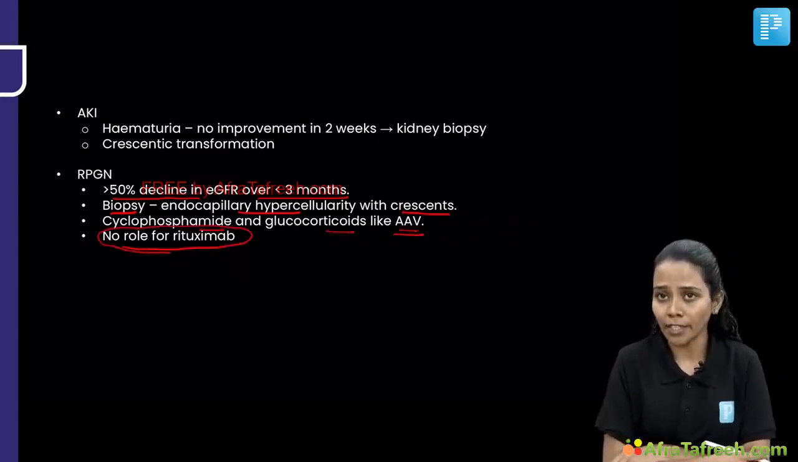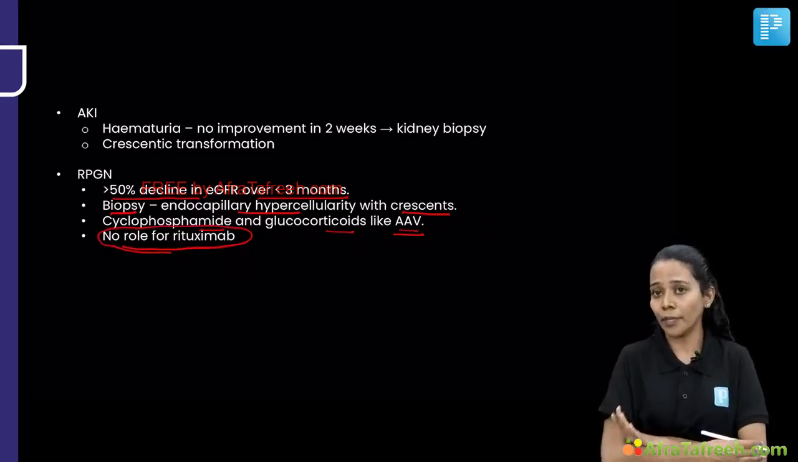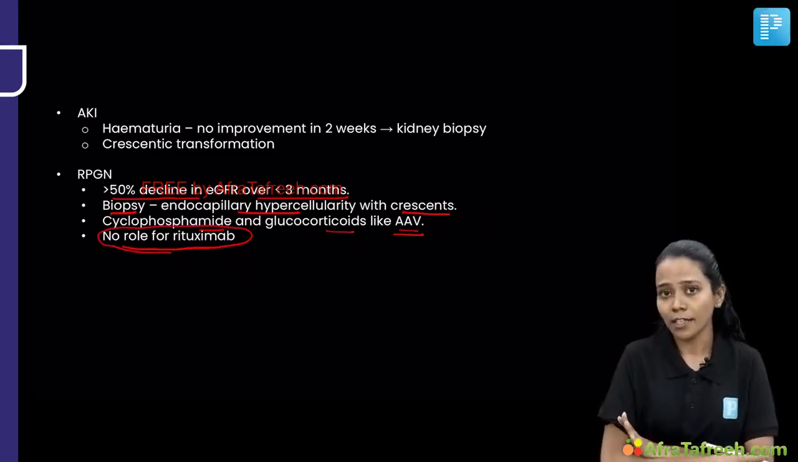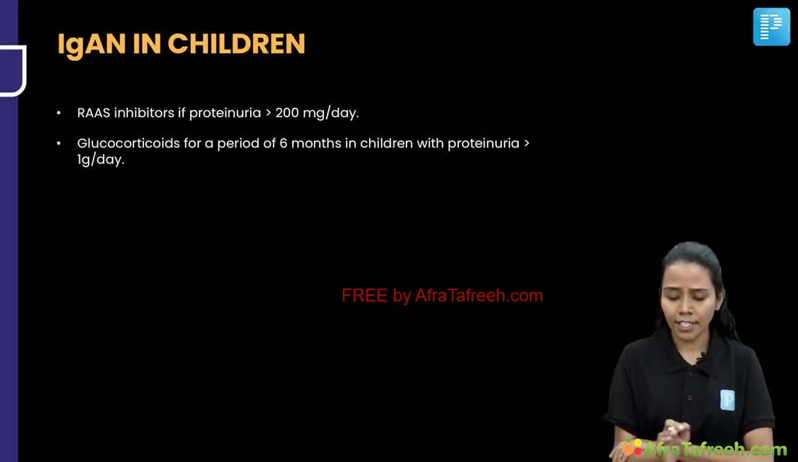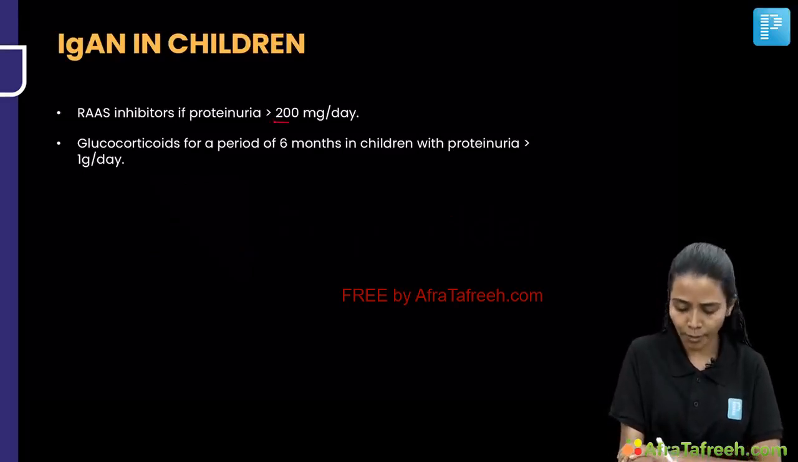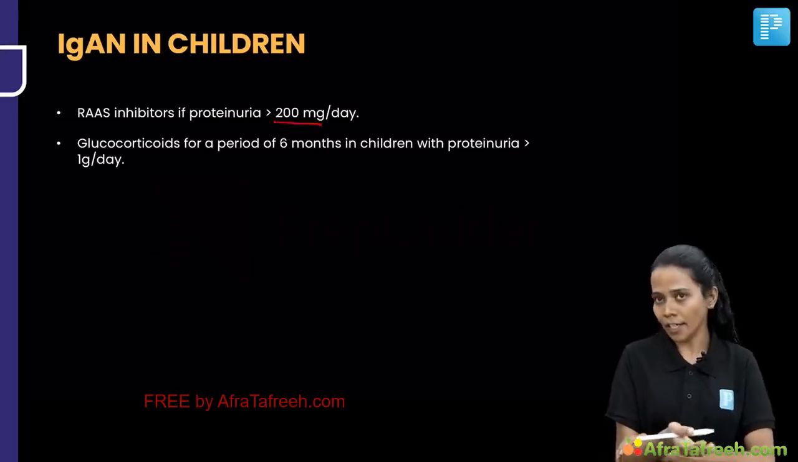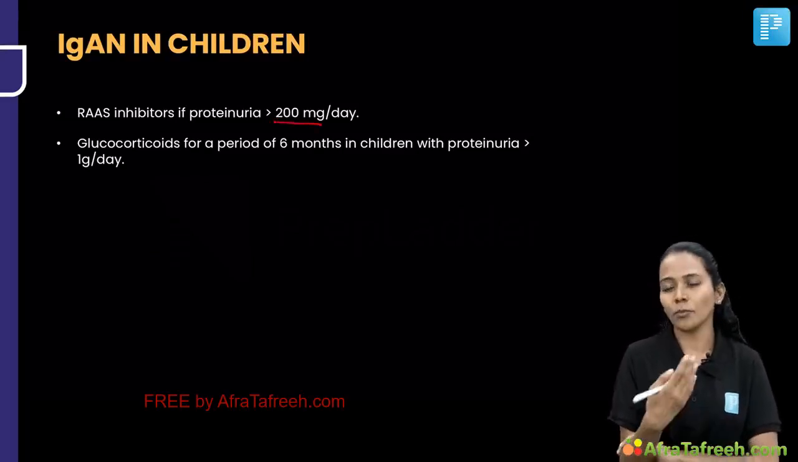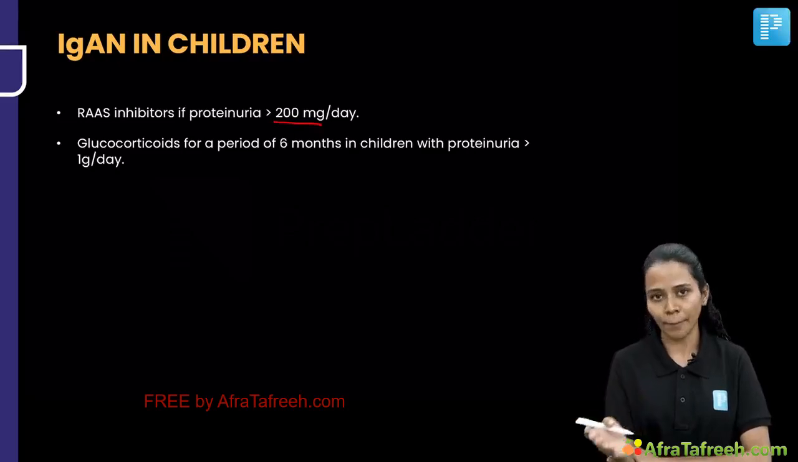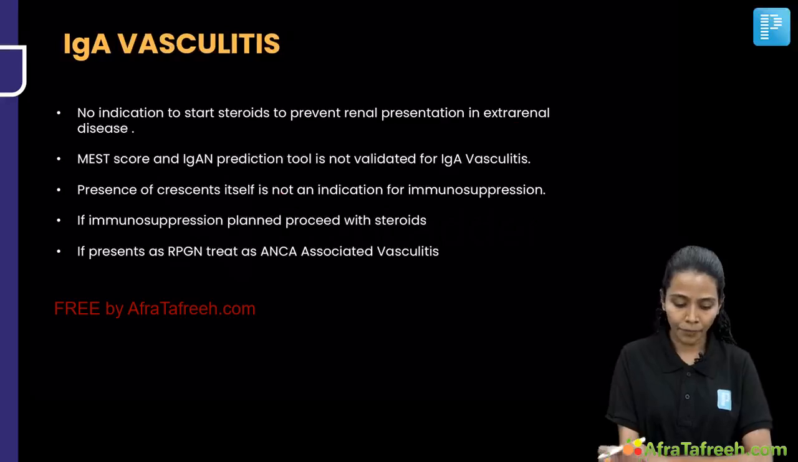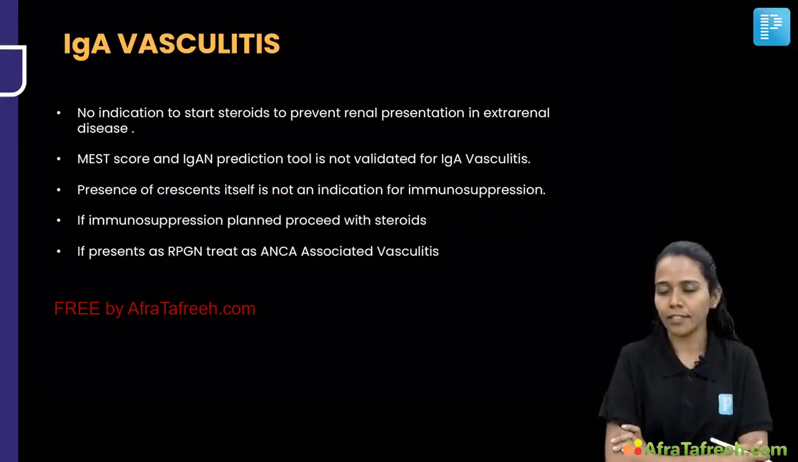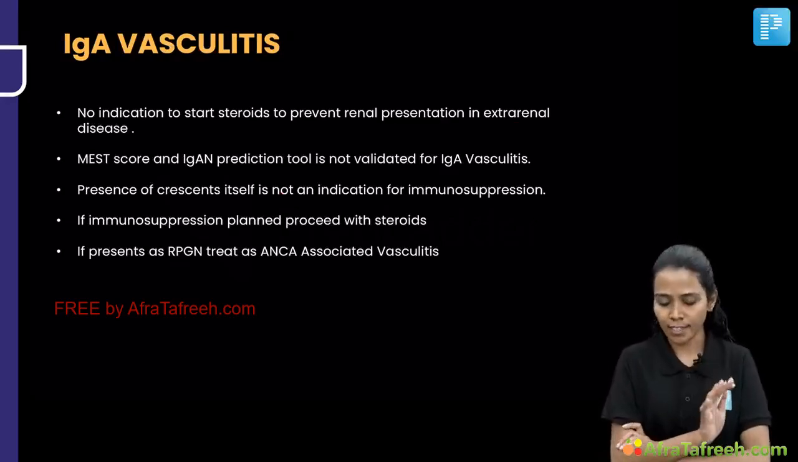So one glomerular disease where rituximab is not going to play any role is IgA nephropathy. In children, generally if proteinuria is more than 200 mg per day, we give RAS inhibitors. Glucocorticoids are more frequently used in children when compared to adults, when proteinuria is more than 1 gram per day. Now, vasculitis, generally I told it is transient and it is self-limiting.